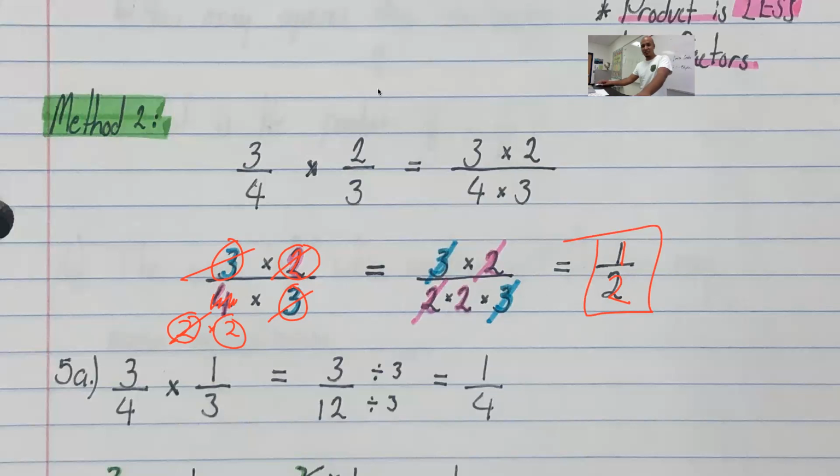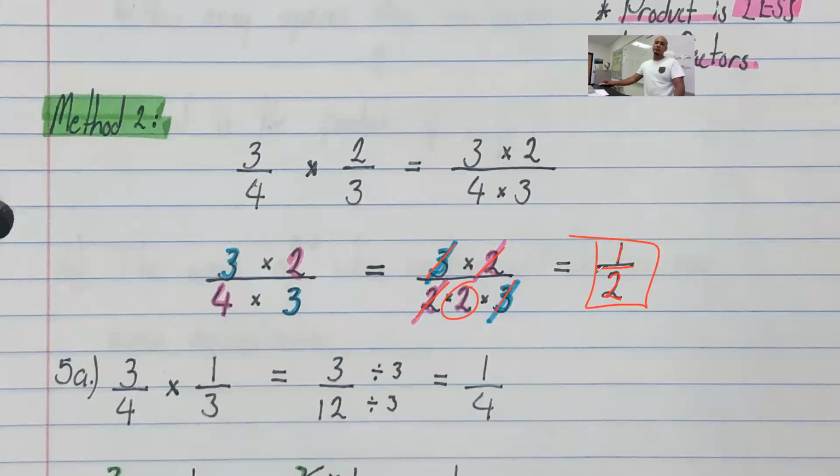Let me show you again, just for those of you who are a bit confused by it. So again, we have 3 times 2 over 4 times 3. I have a 3 in the numerator and a 3 in the denominator, so I cross those out. I have a 2 in the numerator, and I have two 2's in the denominator because of the 4. 2 times 2 is 4, so cross one of those out on the denominator and then on the top. And then on the denominator, I have a 2 left over, and on the numerator, 1 times 1 is 1, and that is my final answer.